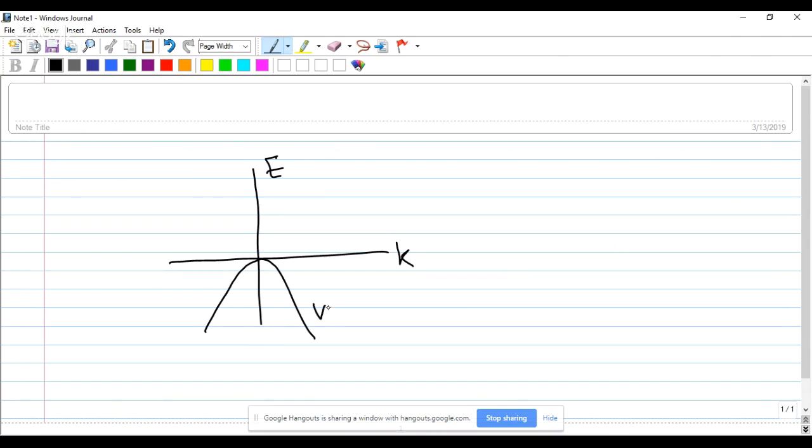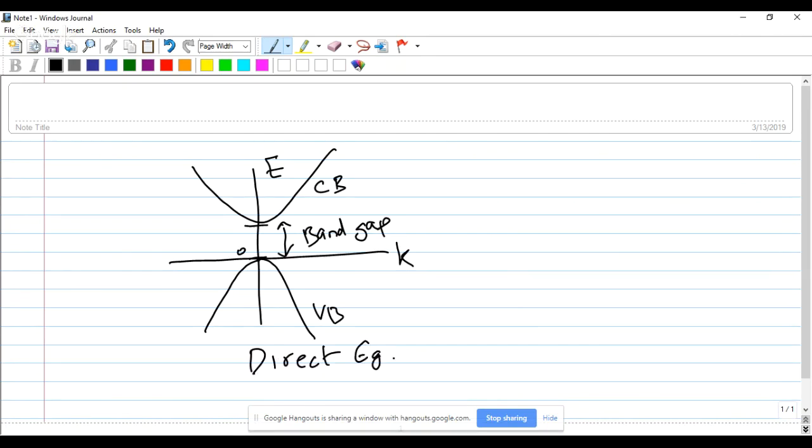So this is the valence band, just a schematic representation, and this is the top of the valence band, the 0 point. If the bottom of the conduction band is also at the same value of K, so this is your conduction band, and these two, the top of the valence band and the bottom of the conduction band, define your band gap. If these two lie at the same value of K, we say that this is a direct band gap semiconductor. Gallium arsenide is an example.